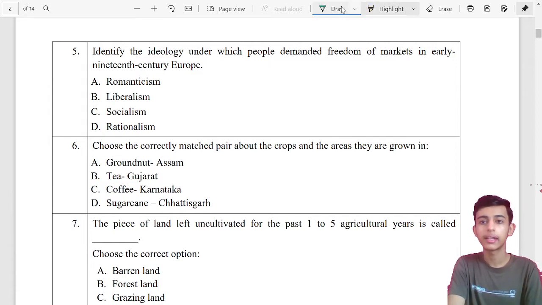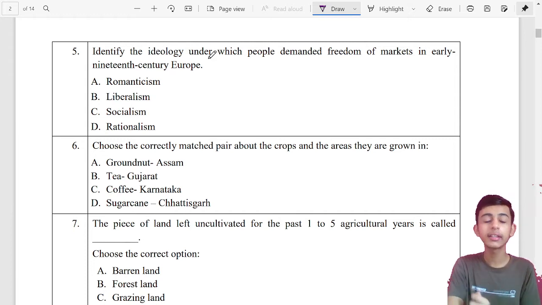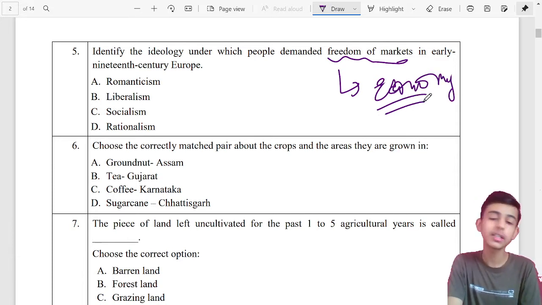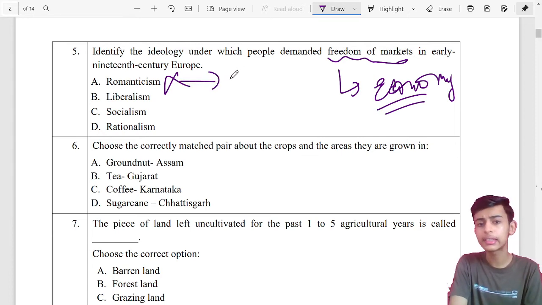Let me change the pen. Yes. So the question says, identify the ideology under which people demanded freedom of markets in the early 19th century. Freedom of market. Can a market be associated with the economy or not? Tell me guys, market can be associated with the economy. Romanticism cannot be the answer because romanticism deals with feelings and emotions, the sentiments.